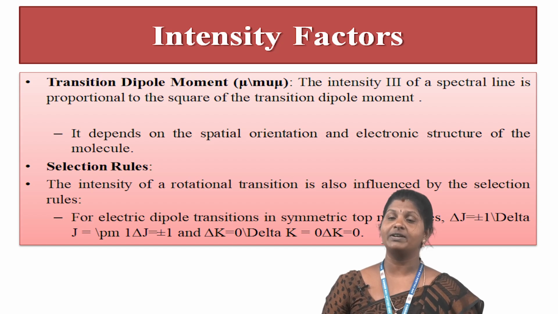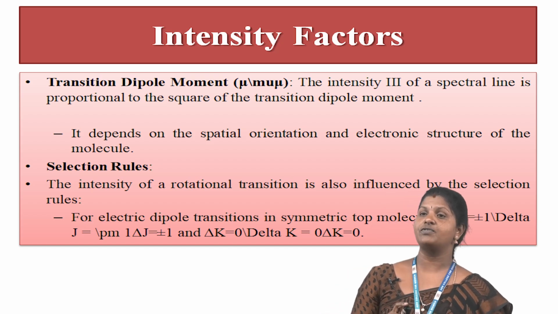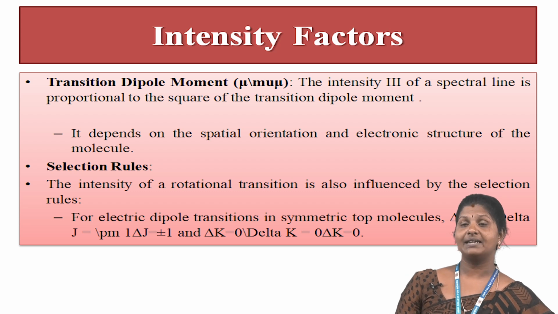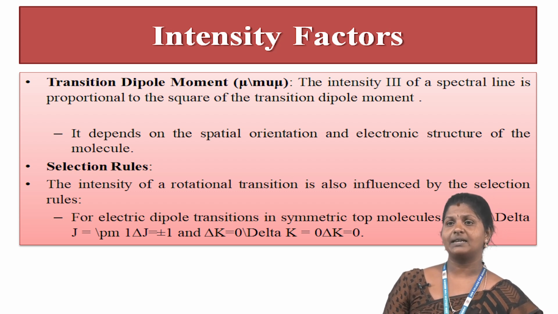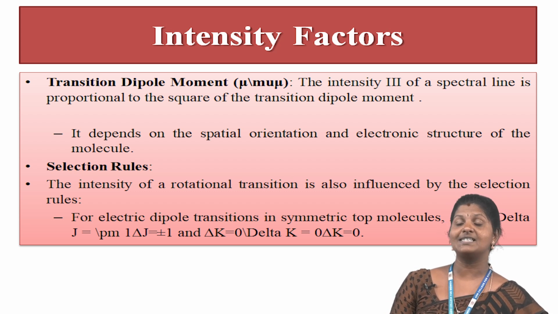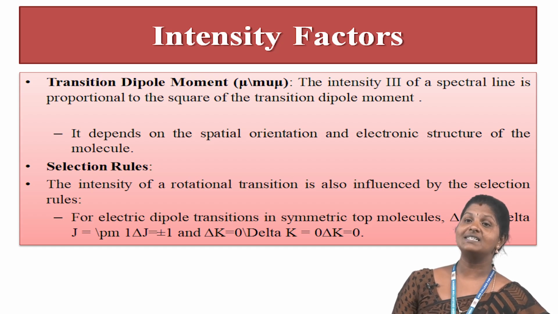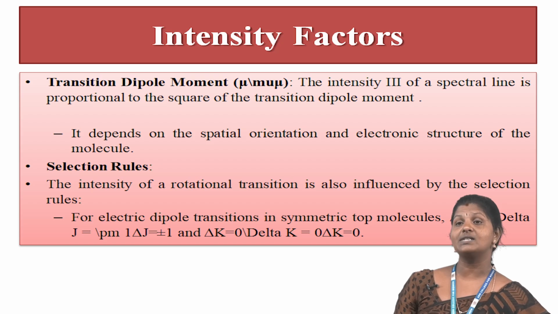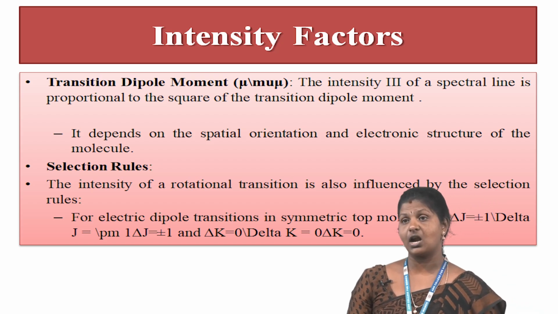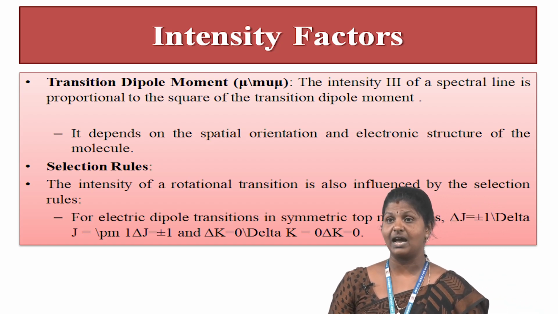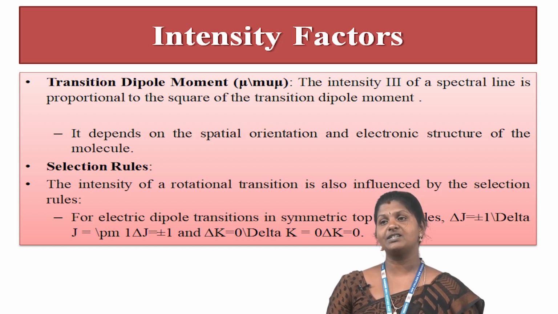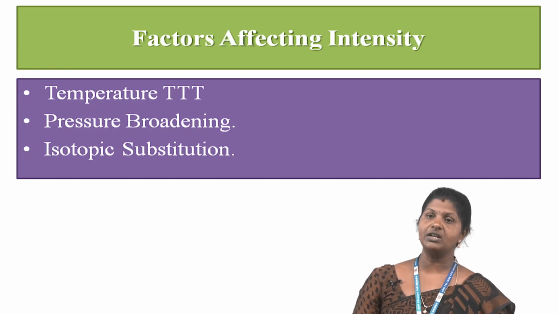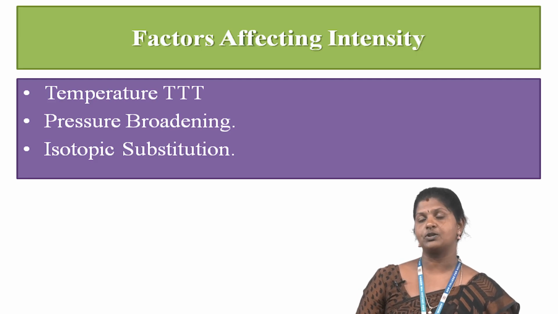The selection rule as an intensity factor: the intensity of the rotational transition is also influenced by the selection rule. For electric dipole transitions in symmetric top molecules, delta J is equal to plus or minus 1 and delta K is equal to 0. These rules govern which transitions are allowed or forbidden based on the symmetry and quantum numbers J and K. The factors that affect the intensity: temperature, pressure broadening and isotopic substitution.